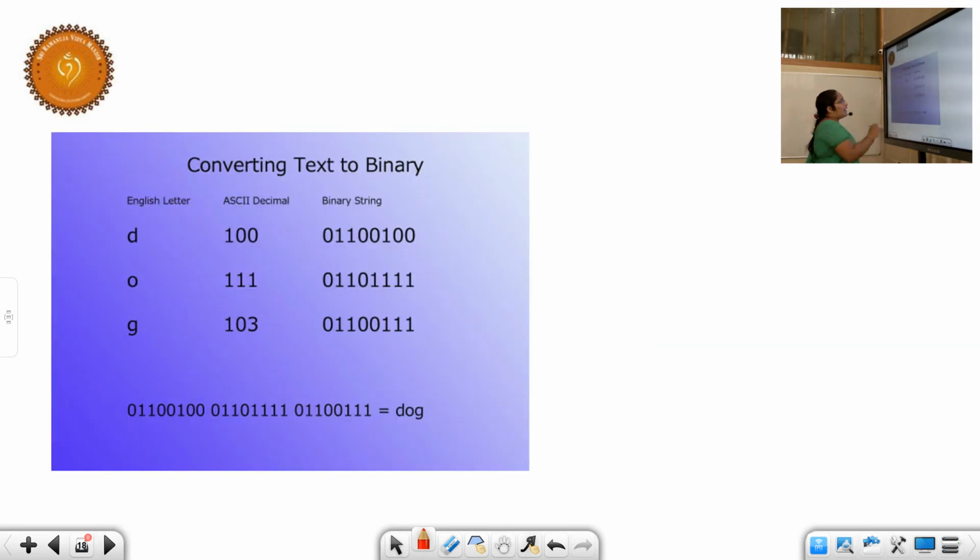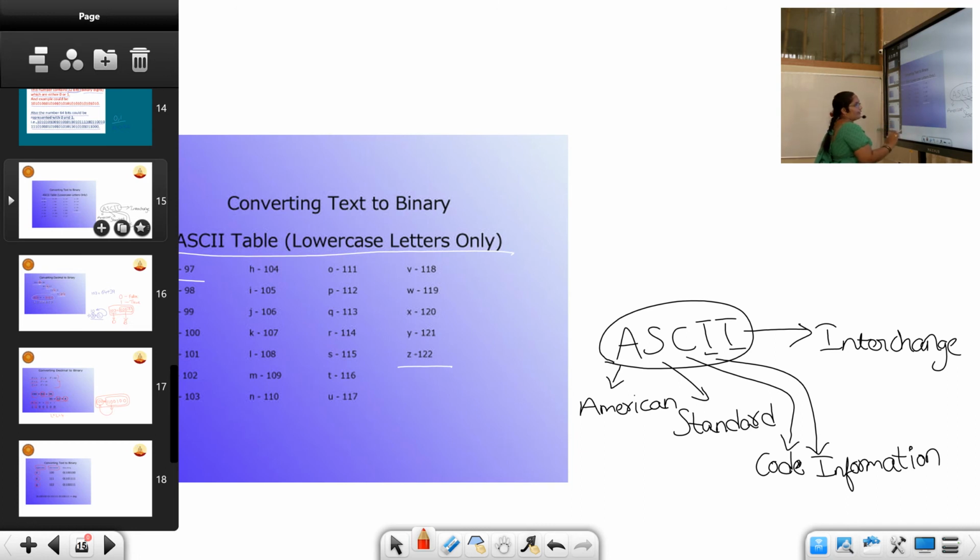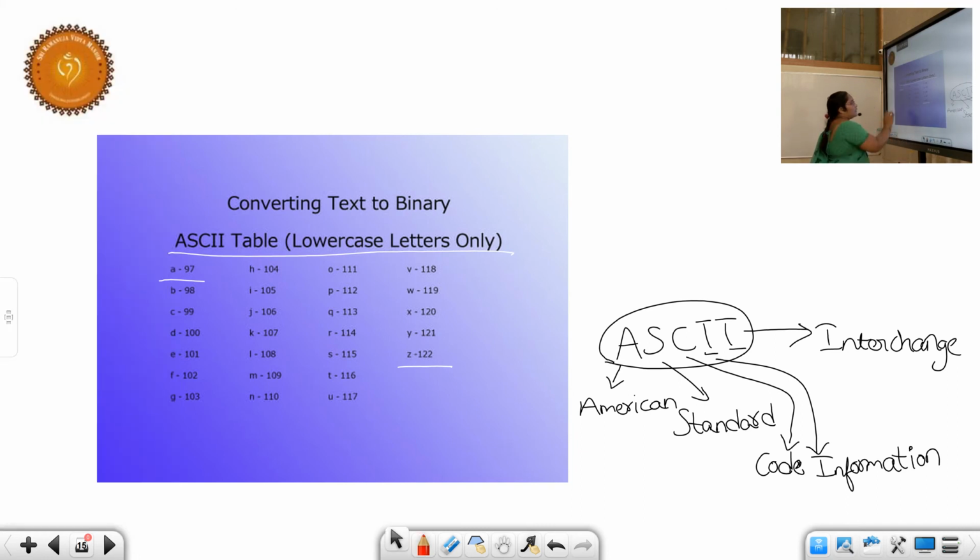Next, as I said, we have alphabets and we are converting them into binary format. How? I will explain here. As I said, we are converting the English language into its binary string or binary code in the computer. How is it done? Using a decimal table. Let us recheck the value of D. In D we have a value of 100, O is 111, and G is 103.